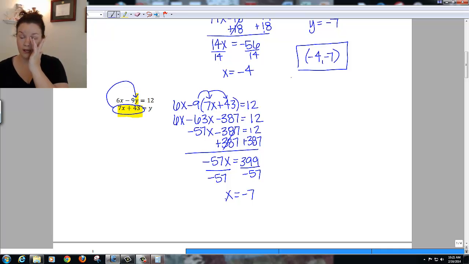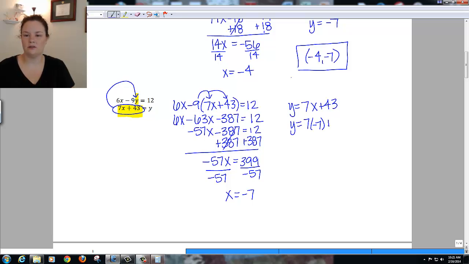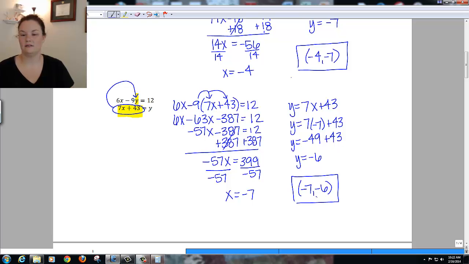Now remember, that's not our whole answer. That's just the x part of our answer, so we have to plug it back in to find y. I'm going to plug it back into my second equation because it's already solved for y, which tells me 7x plus 43 is what y equals. So I put in the x that I found: 7 times negative 7 plus 43. 7 times negative 7 is negative 49, plus 43 leaves me with y equal to negative 6. So my ordered pair that solves this system of equations is negative 7, negative 6.